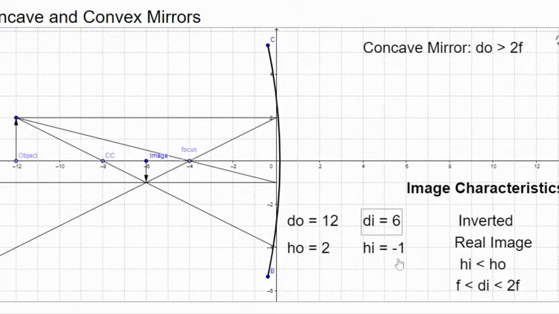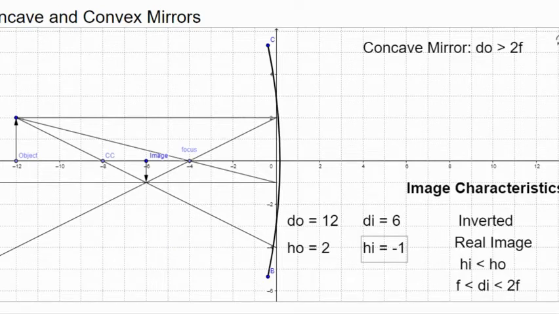Now, what this says is that the image height is -1. Remember, the negative means it's flipped upside down. That's all that tells us. And it's -1 centimeter. And that's the way it looks from this diagram, right? I mean, it looks right, but it shouldn't just look right. The math should work out.